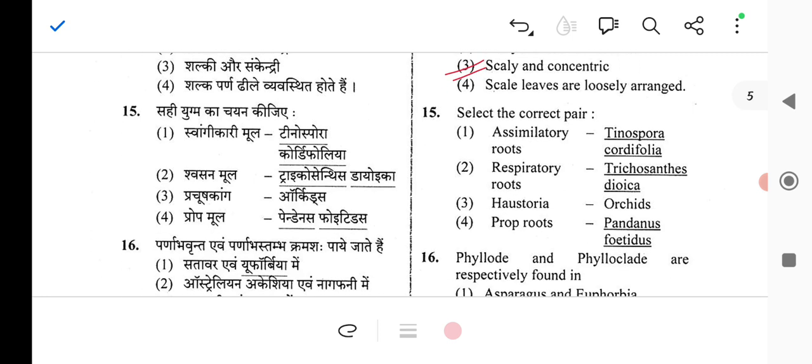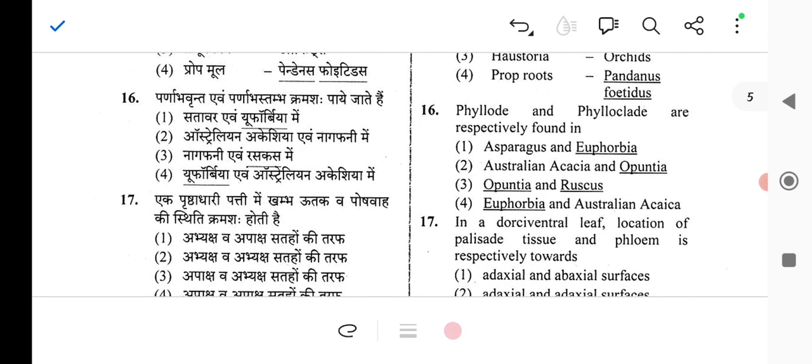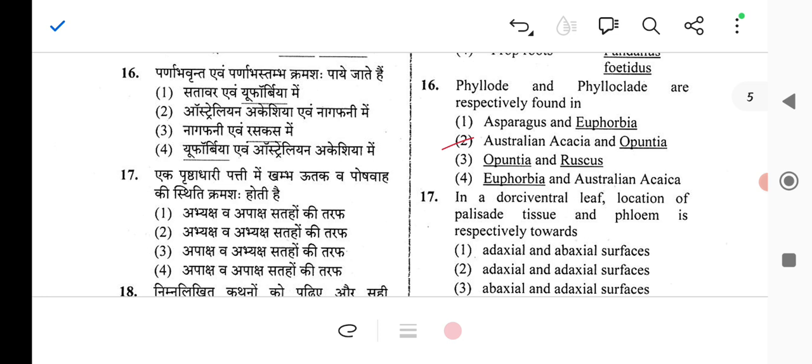Next: select the correct pair. Assimilatory roots are found in Tinospora cordifolia. Next: phylloid and phylloclade are respectively found in Acacia and Opuntia. Phylloid in Acacia, phylloclade in Opuntia.